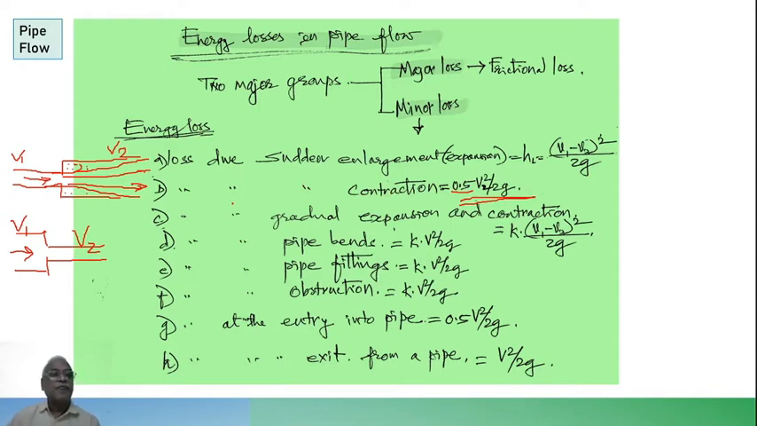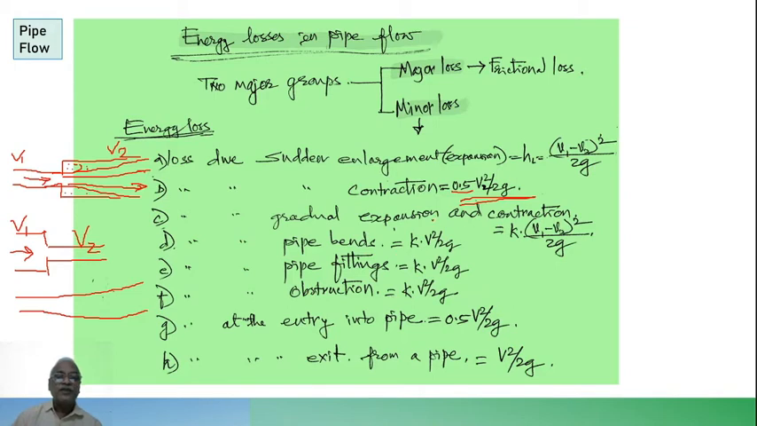Now loss due to gradual expansion and contraction. If the pipe is very gradually increasing in its diameter and then going ahead with the same diameter, so it is gradual. In such case it is just K, the multiplier, a reduction factor, multiplied by (V1 minus V2) squared by 2g. Then you have loss due to bends, loss due to fittings, loss due to obstruction in the pipe.